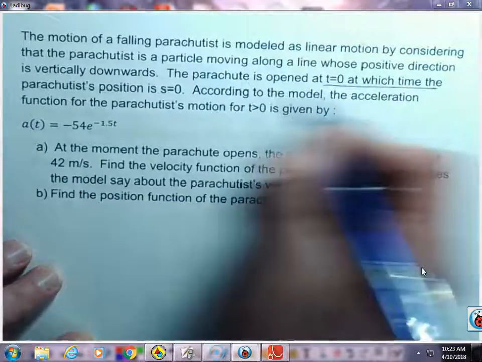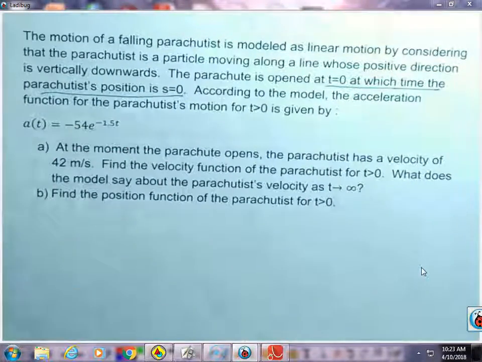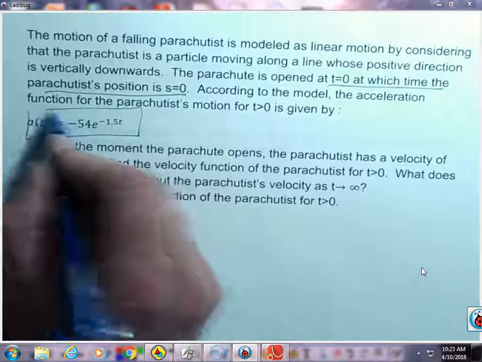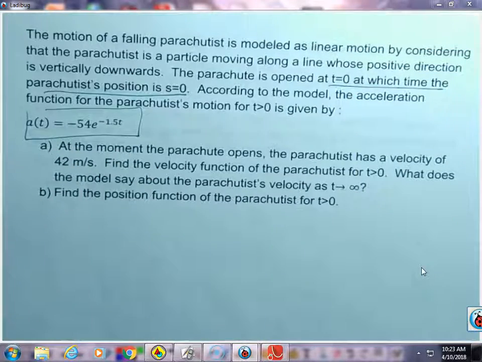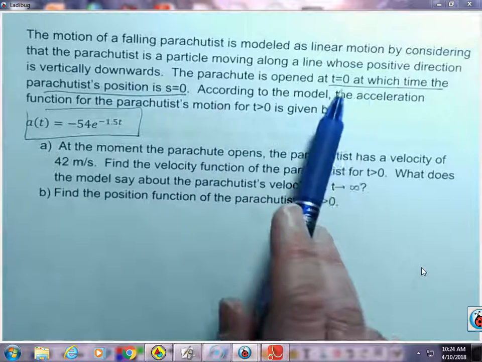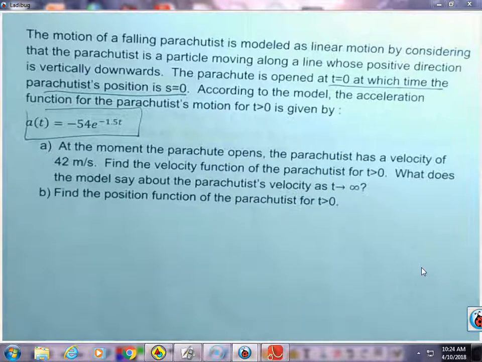This could be important. Because I'm going to be doing some integration, I'm going to need to solve for c. They're giving me a point there, essentially. According to the model, the acceleration is given by this equation. Okay, so out of all this paragraph, all you need is this is acceleration, and s of 0 is 0. At time 0, you're at a position 0.